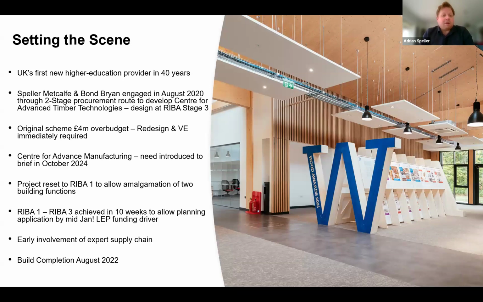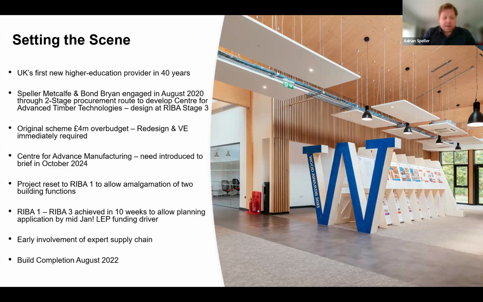But we quickly realised that the original scheme was some £4 million over budget relating to our cost plan. So redesign and value management was immediately required to get the project on track. Then in October 2024, a secondary building need was introduced to the brief. So the Centre for Advanced Manufacturing. And we quite quickly realised as a team that we needed to reset to RIBA Stage 1 to allow amalgamation of these two building functions.